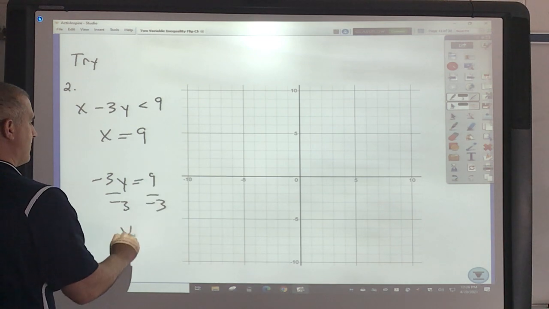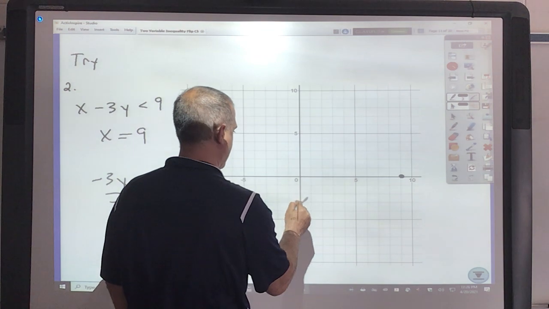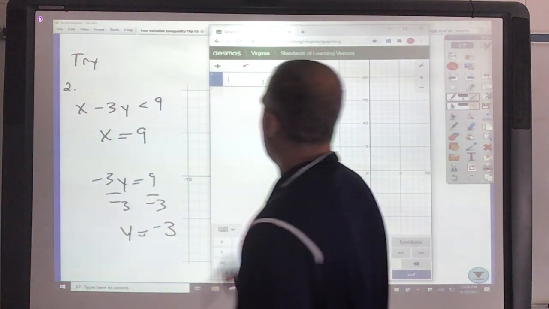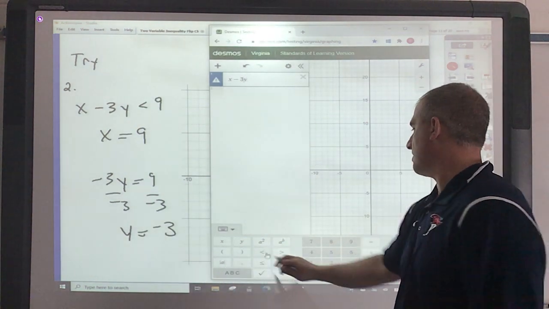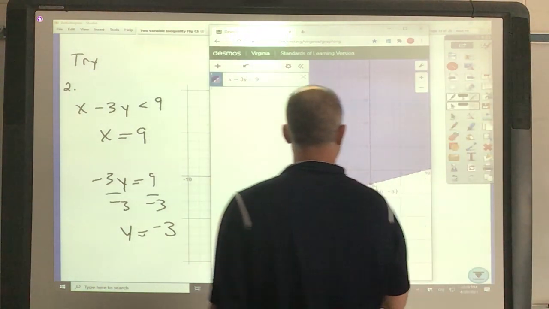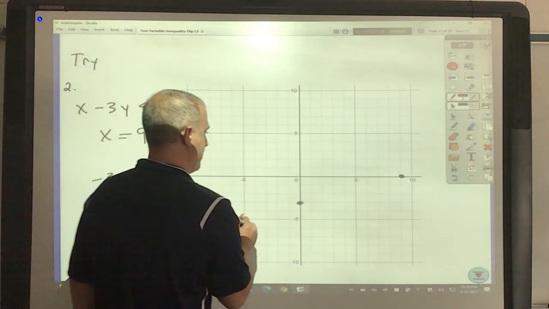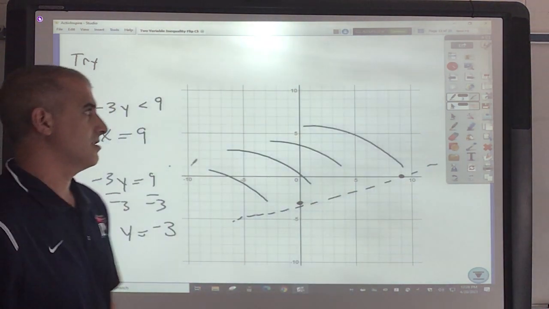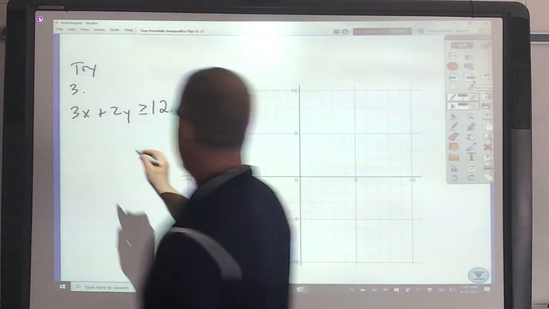Okay, this one, I'd have a thing at 9, take -3. I should have a y of -3. So x of 9 and y of -3. Okay, this should be a dashed line. Let's check it out on Desmos before I make my line. Okay, so I got x minus 3y less than 9. Okay, yep, that's at -3, and that's at 9. It is a dashed line, shading that way. Okay? All right, then I got this one.